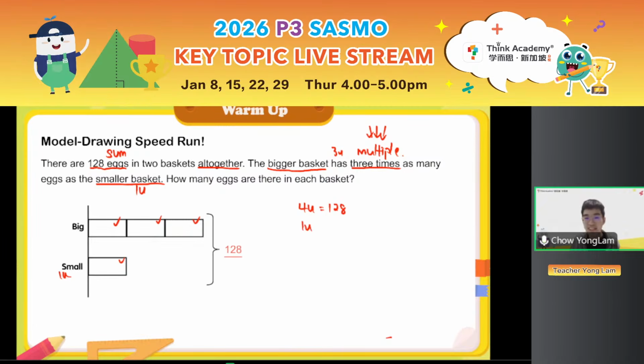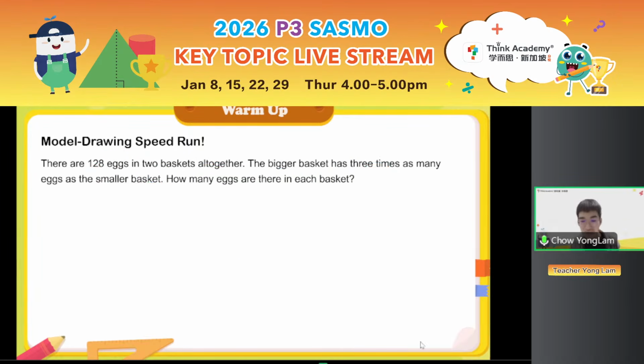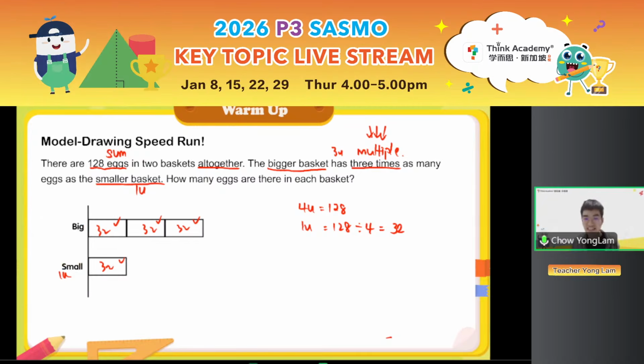Then 1 unit, how do you find it? 4 same units is 128. So 1 unit is 128 divided by 4 equals 32. So 1 unit is 32. So every box here is 32, 32, 32, 32. With that being said, can you find out how many eggs are there in the small basket? How many eggs are there in the big basket?